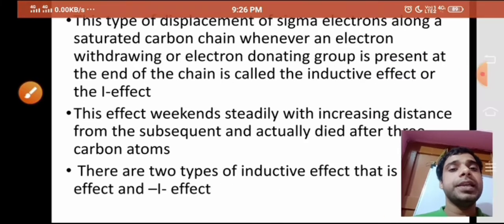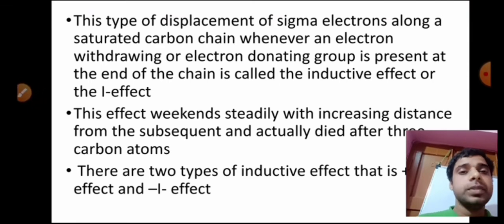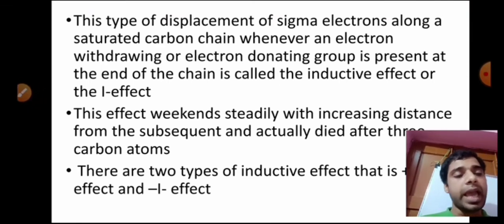Now you can see here the second slide. This type of displacement of sigma electrons always occurs in a saturated carbon, in a single bond. I have told earlier there are two types of inductive effect: positive I effect and negative I effect. When there is the positive effect, we will call it that, and when there is the negative I effect, it will be called that. We will see that.